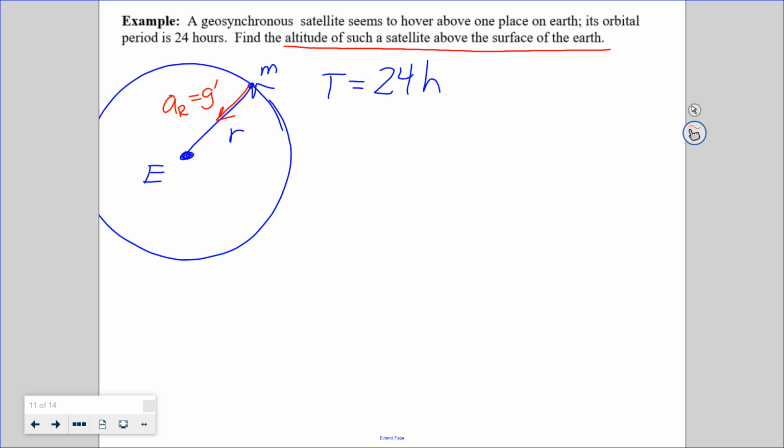So, okay, to start off this problem, we have the force of gravity, big M little m over r squared, equals mv squared over r. Okay, I can just immediately write that down. There has to be a force pulling the satellite in there.